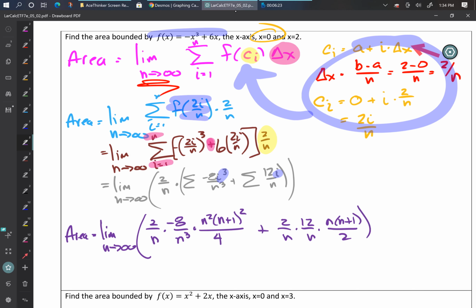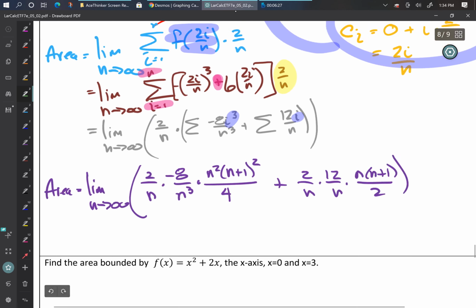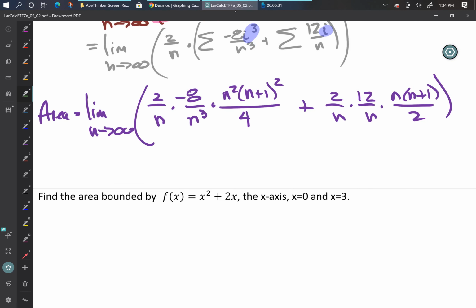Now, as in the last problem, I'm just going to zoom in on this. I want to apply some of those tricks that I learned back in college algebra about horizontal asymptotes, because that's what's going to happen here. Now, I'm just going to look at this first one for right now.